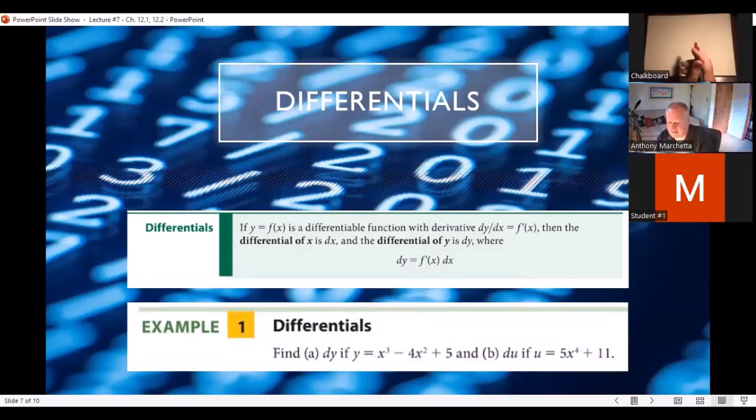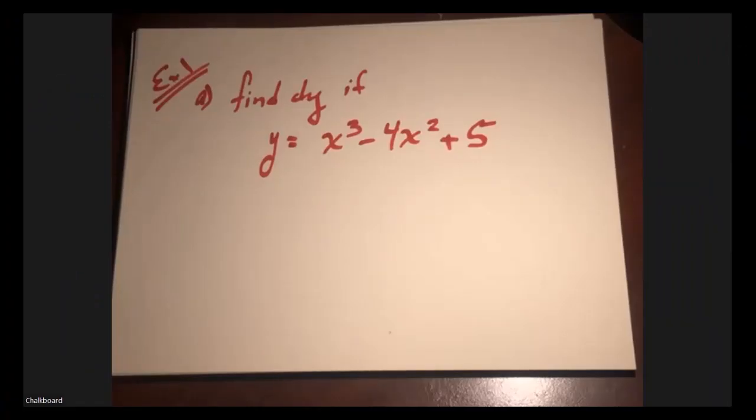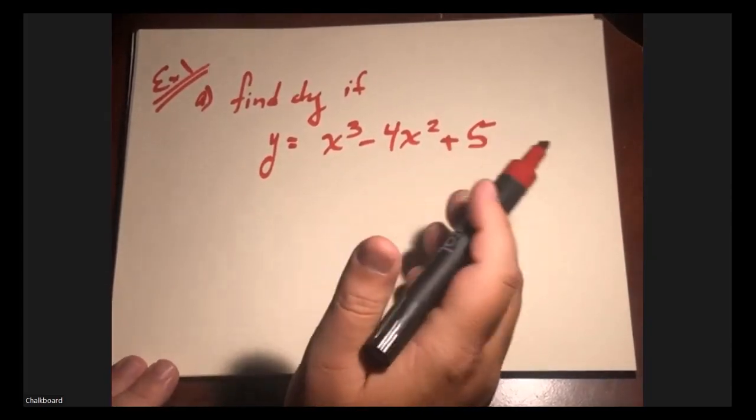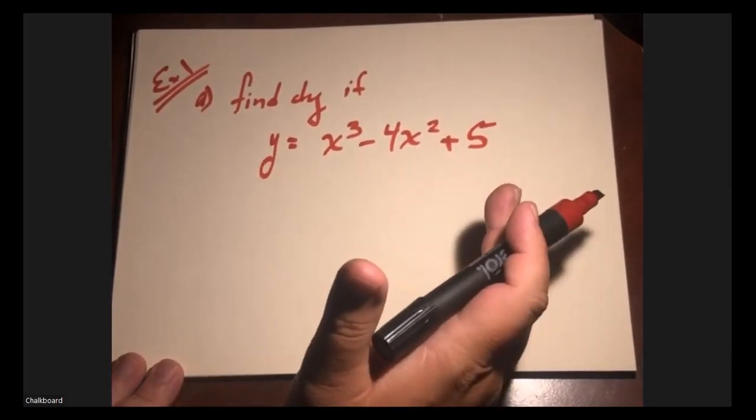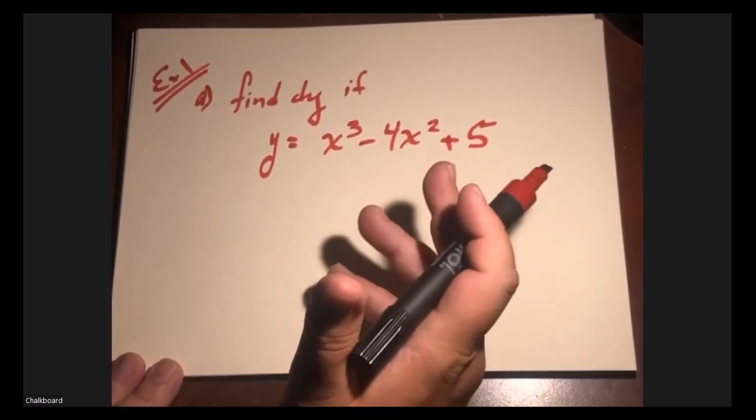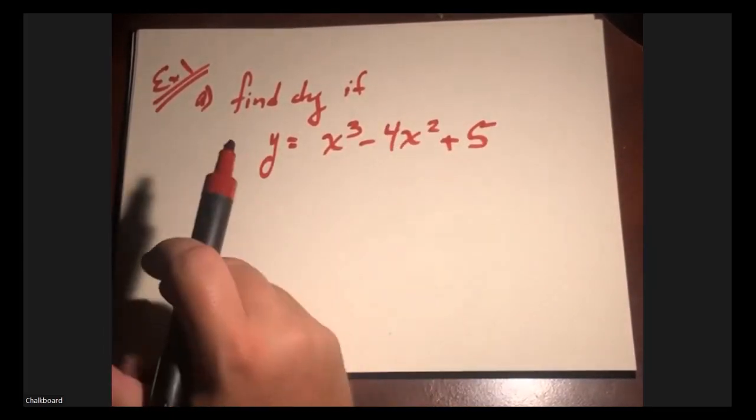Example 1, you have a question that says, find dy if y equals x cubed minus 4x squared plus 5. So the way you're going to do this is you're going to take the derivative. And you know how to do that. That's an old skill that we've learned. Well, we're in a summer course, so we learned it 2 weeks ago, but in a semester, you would feel like we learned that months ago.